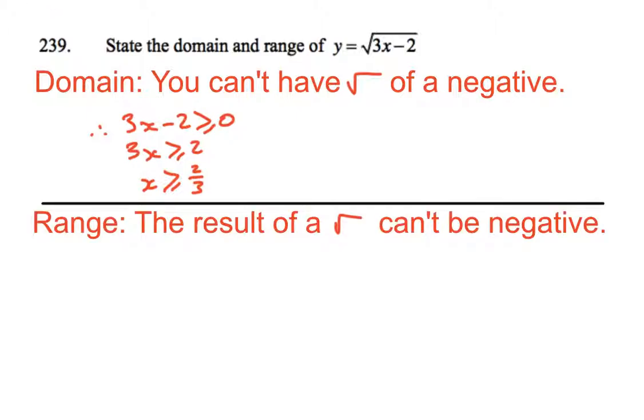Now the range, as I said at the beginning of this example: the result when you square root something, you can't get a negative out of that as well. So you can't have the square root of 16 or something and get a negative 4. It just doesn't work that way. So your result is not going to be negative. So overall, y has to be greater than or equal to 0 as well. So that's your range.